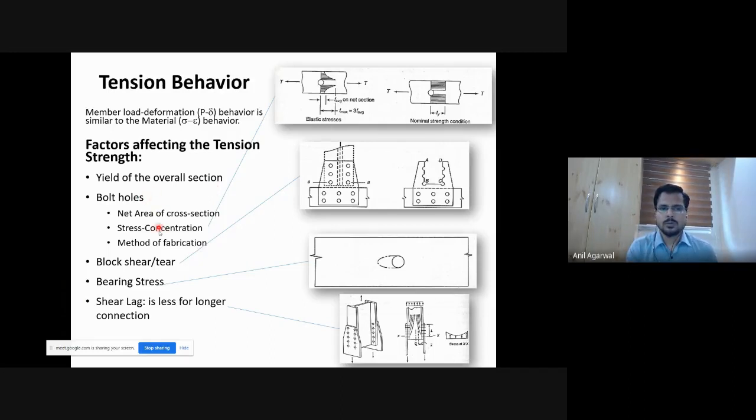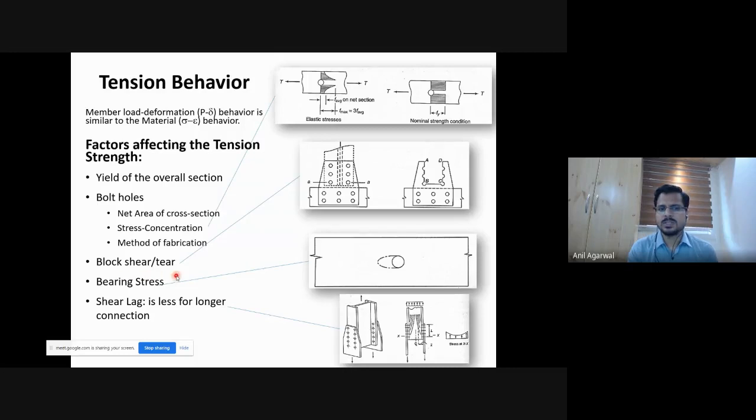Sometimes the cross section may be reduced at some locations. You may have holes in the cross section, and if that is the case, then you have to worry about the net section. When there is a net section present which is smaller than the overall section, you don't worry too much about the yielding of the net section. You only worry about the rupture of the net section.